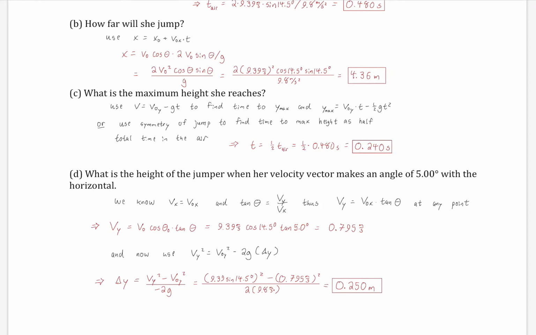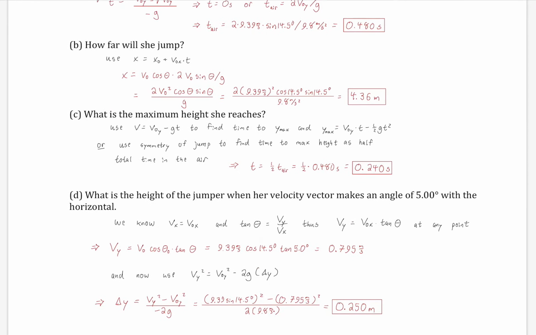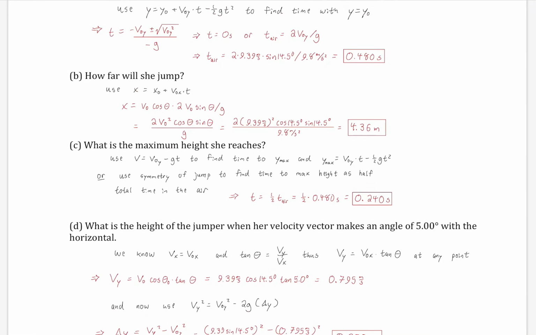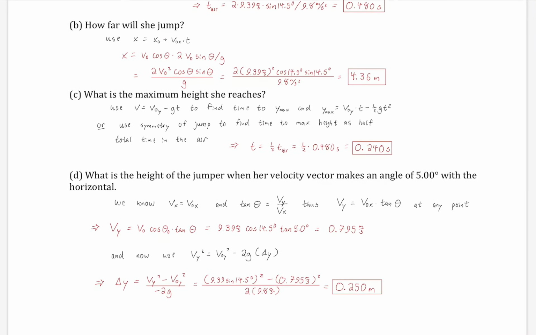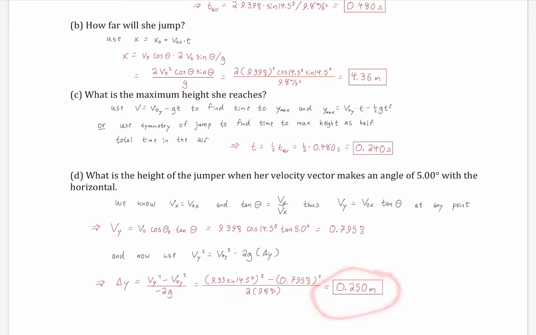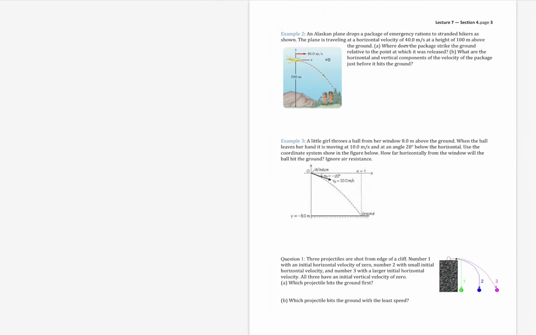And then we just find our answer, 0.25 meters. So that is how high she is when she's at a 5-degree angle. And this is actually pretty close to her maximum height. Find her maximum height and it'll be slightly bigger than this. All right, cool. Let's move on.